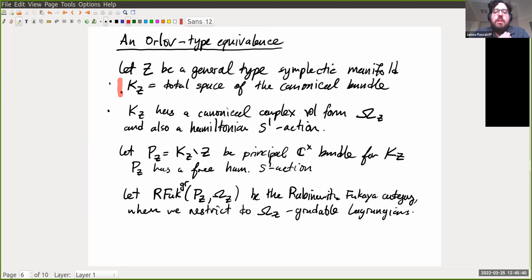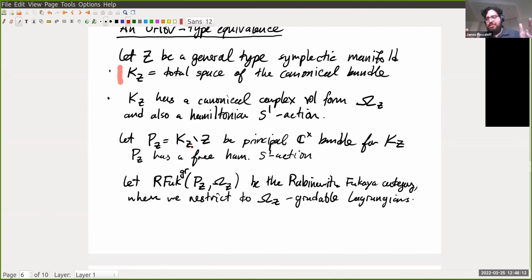And it is also the total space of a line bundle over the variety Z, so it has an S1 action, which rotates the fibers. What I actually want us to do is take the punctured version of this. So I take KZ minus the 0 section. I'll call that PZ, the principal canonical bundle. It's like the principal C-star bundle for the canonical bundle.